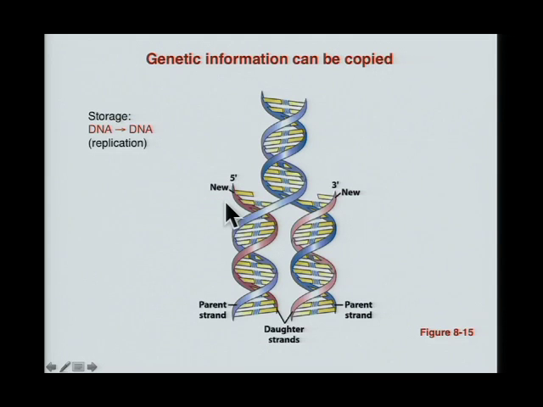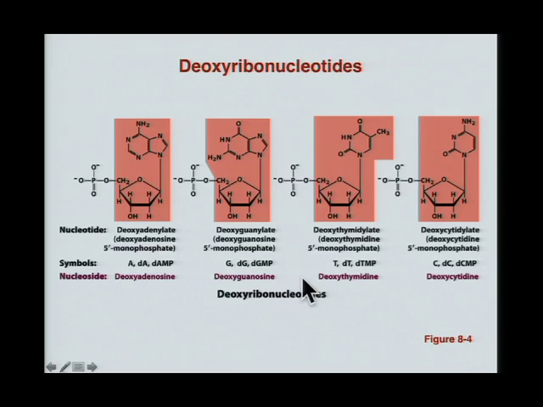So DNA stores information, and the great thing about DNA is it can make highly specific base pairing. And so you can make, for example, copies of DNA. So you take one DNA molecule and you make a copy. And this is facilitated by the specificity of base pairing.